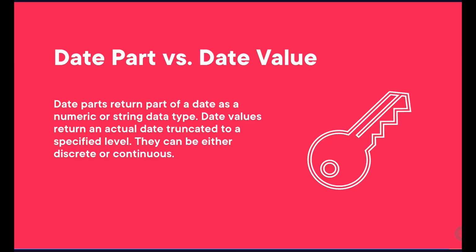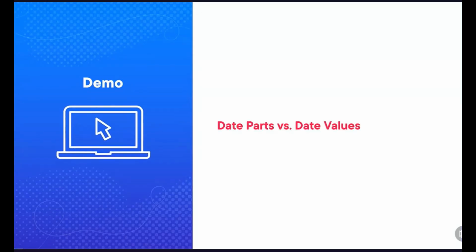Remember that date parts return part of a date as a numeric or string data type, while date values return an actual date truncated to a specific level, and they can either be discrete or continuous. Let's now look at a demo of date parts versus date values in Tableau Desktop.